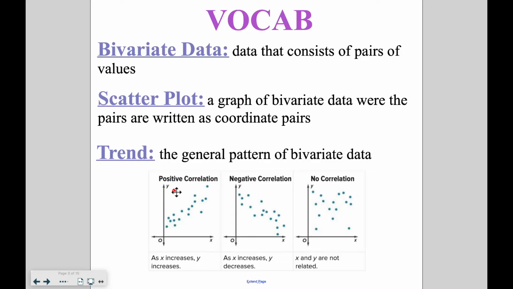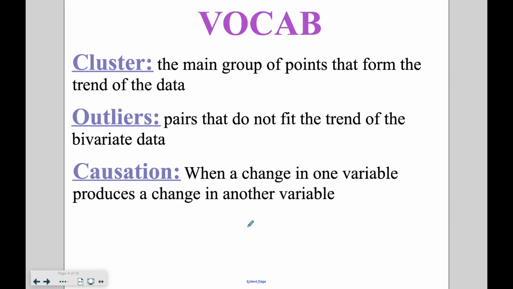When you are looking at correlation, you can ignore the outliers. Now on this no correlation one, we have a lot of points spread out, so there's not really any outliers ever in a no correlation. It's the positive and negative that might have one point or two points that don't really match the trend, and those are your outliers. The last piece we're going to discuss is causation.